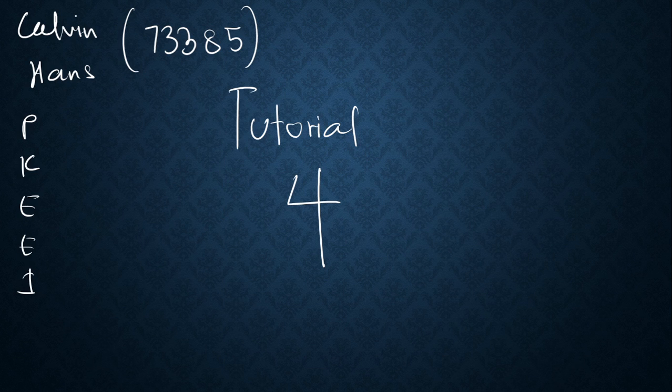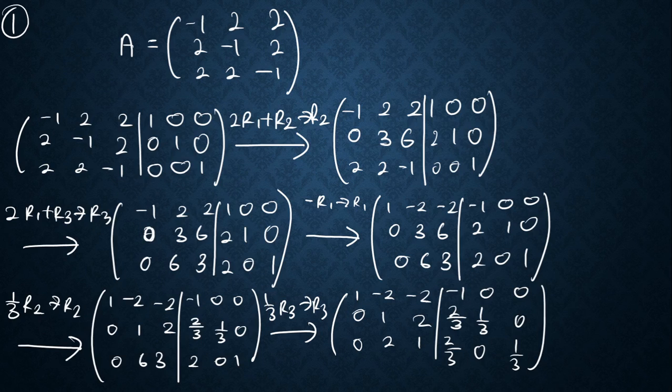Welcome to tutorial 4. In this video, I'm going to explain all the solutions for the given questions. For question 1, we need to find the inverse matrix of A via Gauss-Jordan elimination. What I did was make an augmented matrix, augmenting matrix A with the identity matrix.